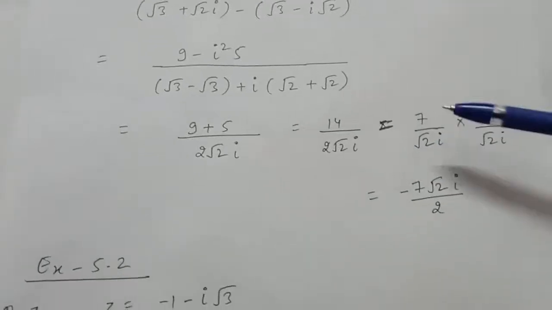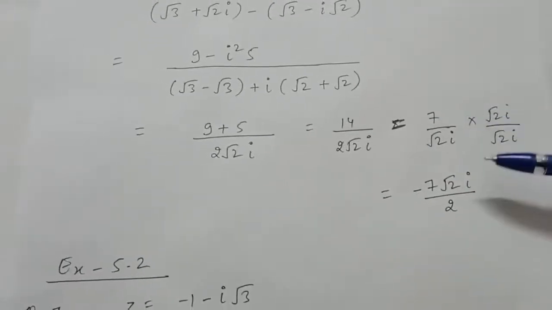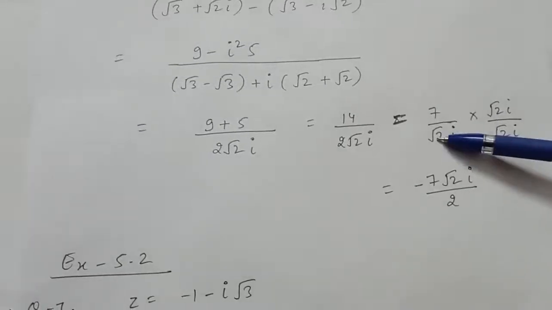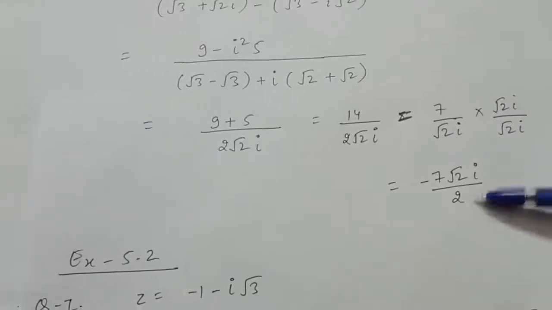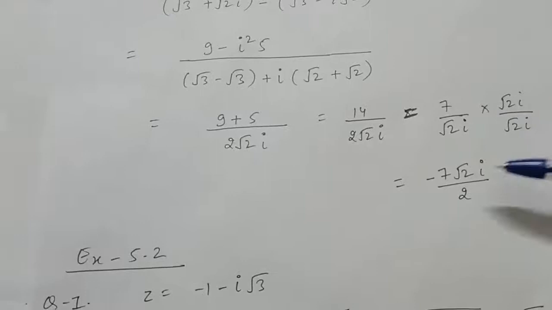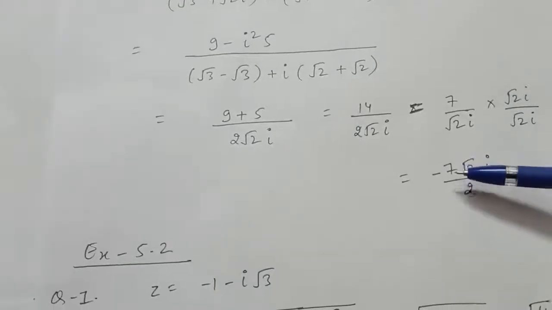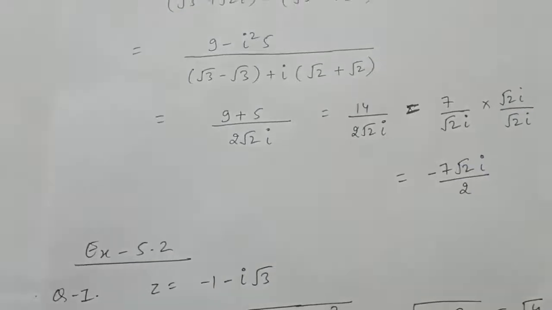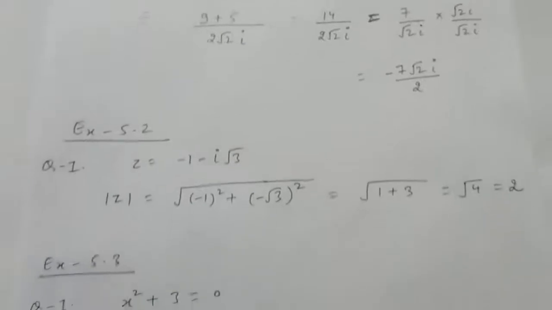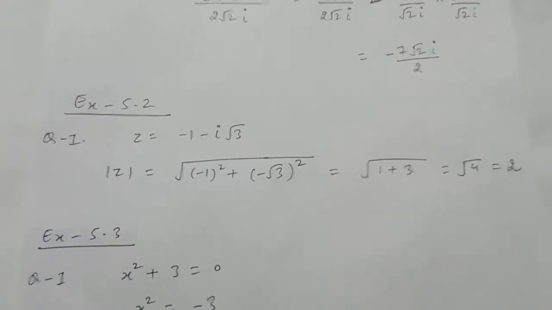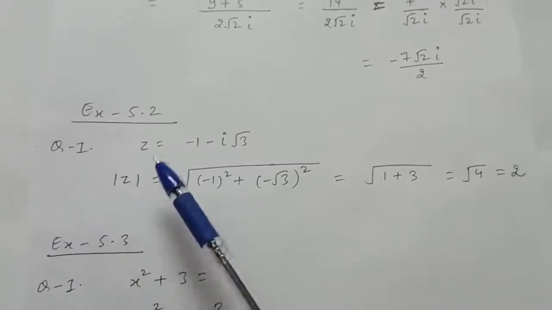So you will get now 7 root 2 iota upon root 2 into root 2 is 2 and iota square is minus 1. So introducing a minus sign, right? Now exercise 5.2 question number first. I have asked you to find just the modulus in both the questions.